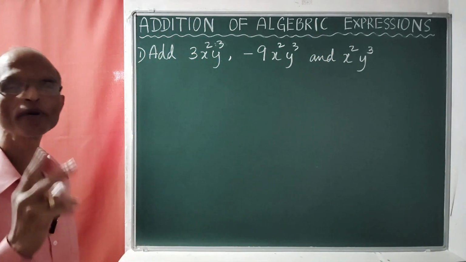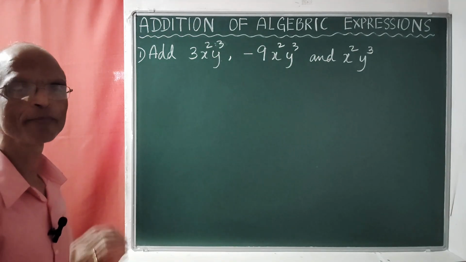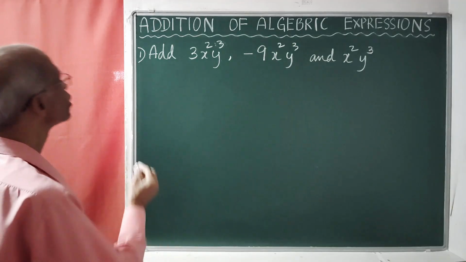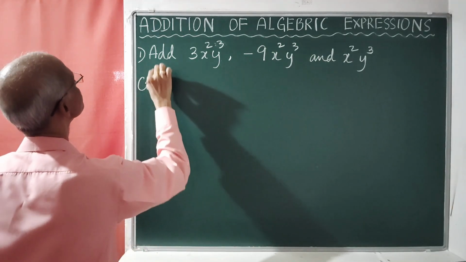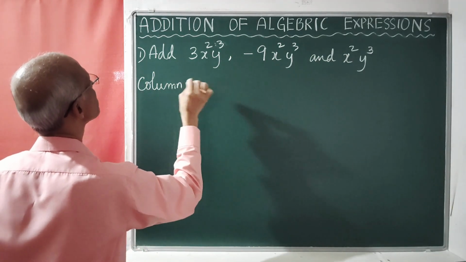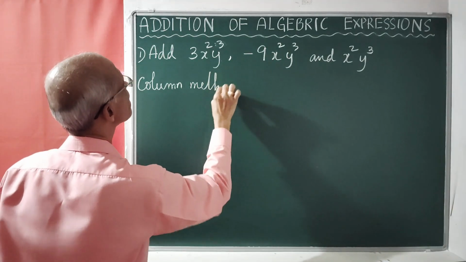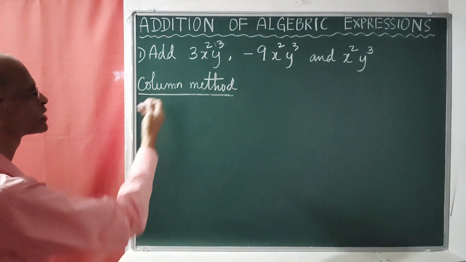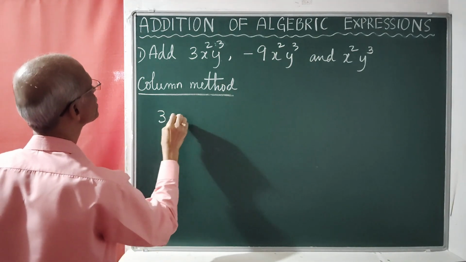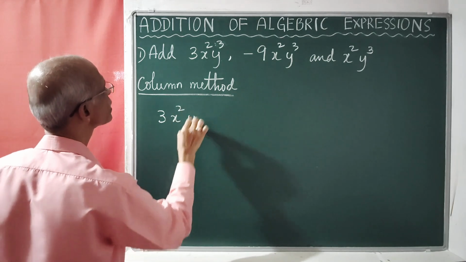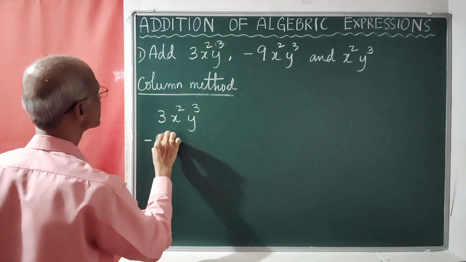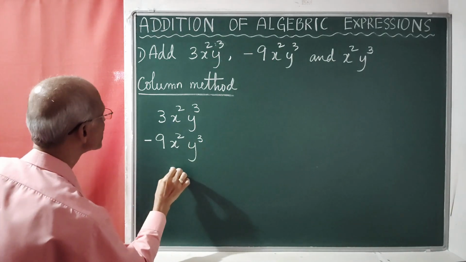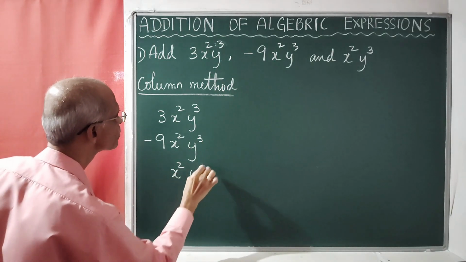The adding can be done in two methods. One is the column method, the next is the row method. We will learn both the methods. So first we will do it in the column method. In the column method, write them one below the other. 3x square y cube, minus 9x square y cube, x square y cube.